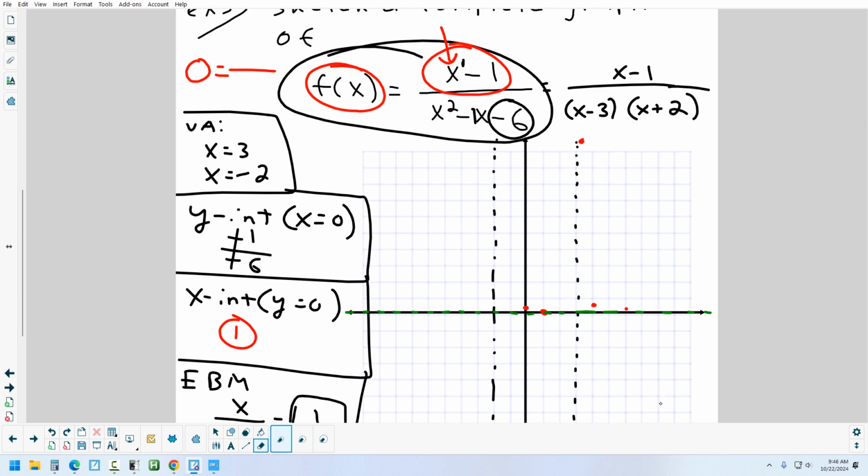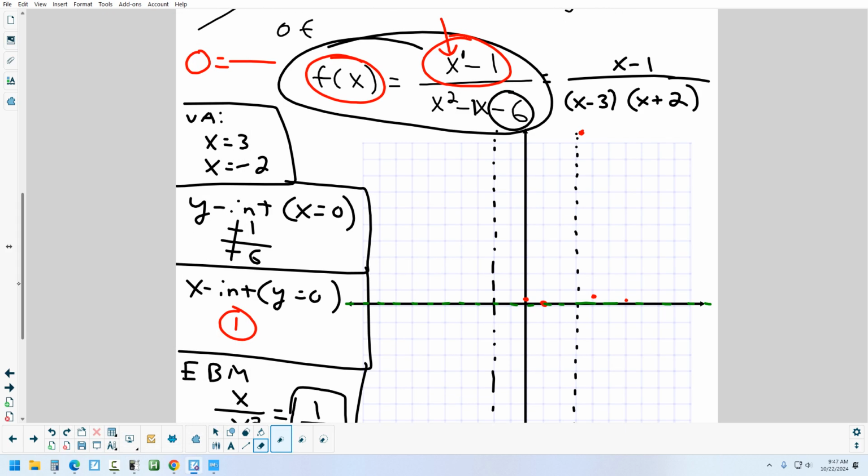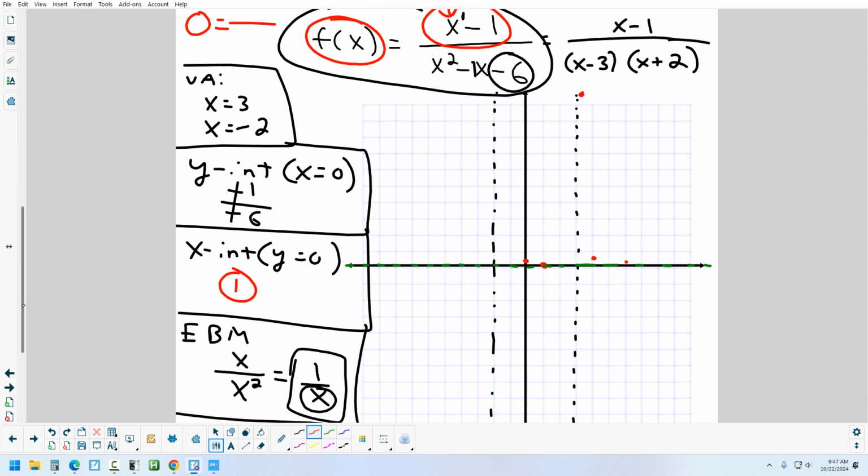Okay, now let's do the same thing for the other asymptote. That other asymptote is negative 2. What's a number that's just to the left of negative 2, closer to me? Negative 2.001. We are heading towards negative infinity. Okay, we're at negative 6,000. So put a dot as far down as you can.